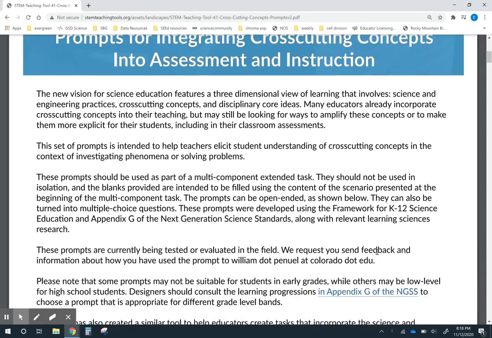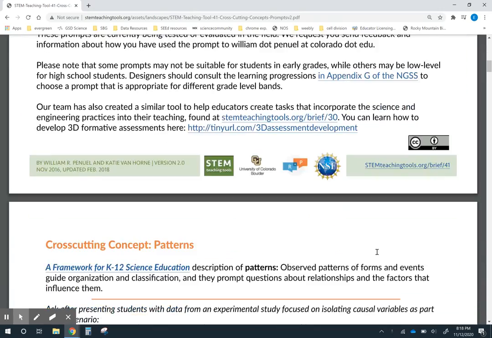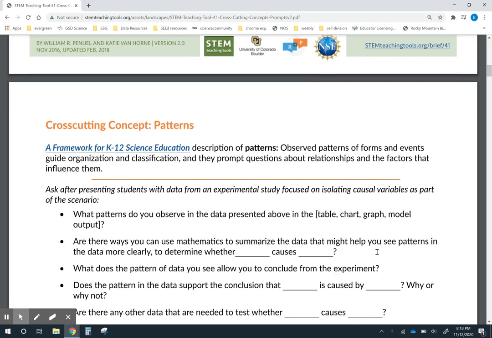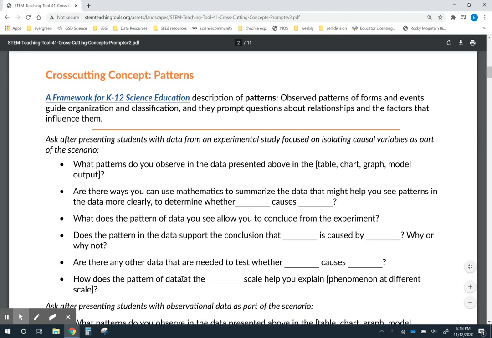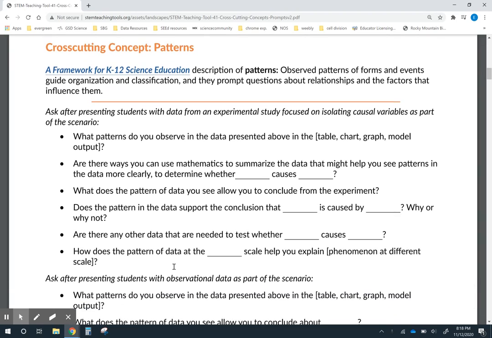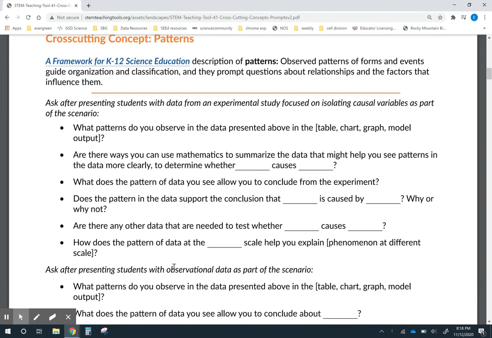So basically what they've done is for each cross-cutting concept, they have come up with several different categories. And then for each category, there is a series of questions that you can use with your students. And so these are great for summative assessments. So you could actually just pull the questions as is, put them on the student summative assessment.